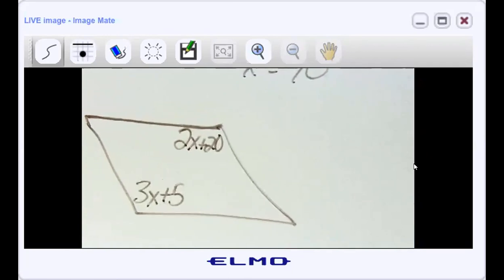So remember, all of these shapes are parallelograms. So go ahead and solve for x for me and see what you get. Feel free to send me your answer in the chat. Kira, that's right.